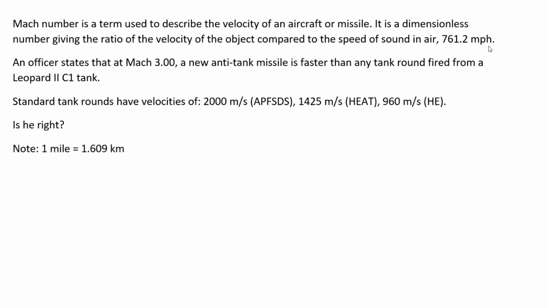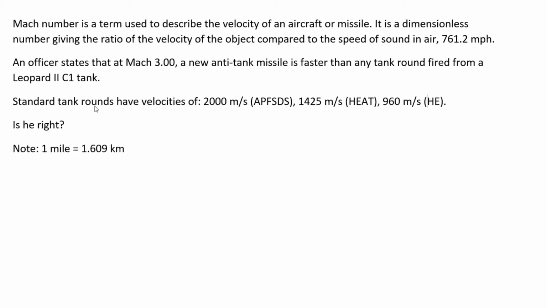761.2 miles per hour. Okay, an officer states that at Mach 3.00, a new anti-tank missile is faster than any tank round fired from a Leopard 2 C1 tank. Okay, I can imagine this is a new infantry officer talking to maybe his buddy, an armored guy, trying to show off some new weapon system that's going to defeat the tank.